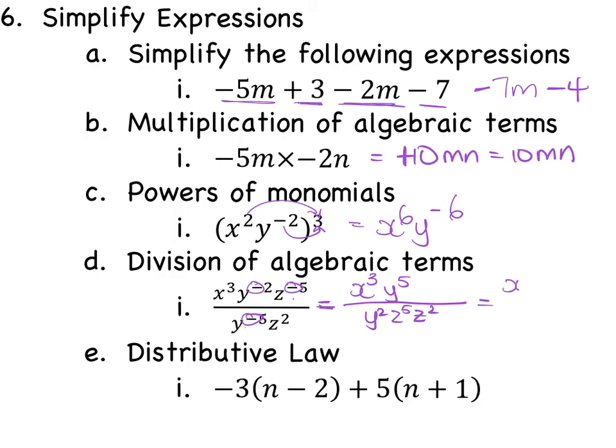So we end up with x cubed. When we divide the y's, we have 2 y's that are going to cancel with these 5 to leave us back with 3 y's. So we get 3 y's, and it will be all over. In total, at the bottom, we will have 7 z's.